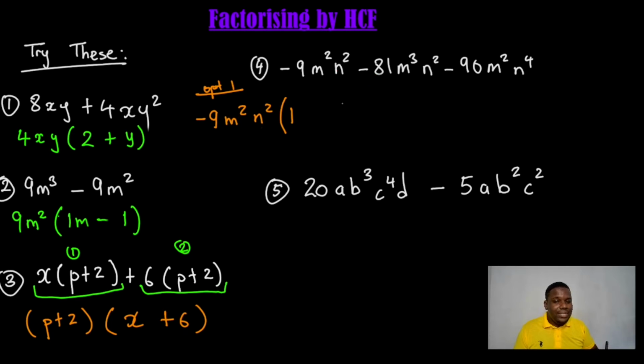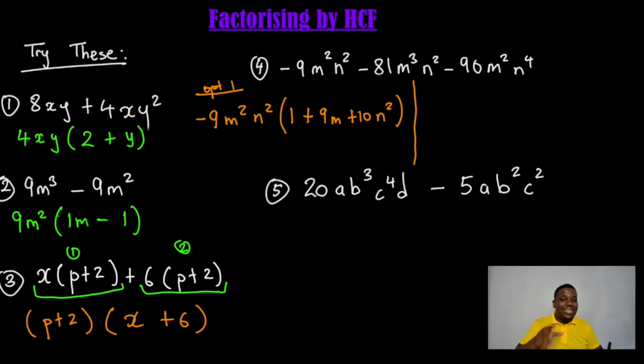Negative 9 into negative 81 gives us a positive 9. M squared into M cubed gives us M. N squared into N squared gives us 1. So we're left with plus 9M. Now our final term, negative 9 into negative 90, gives us a positive 10. M squared into M squared gives us a 1. And N squared into N to the 4th power gives us N squared. Just like that. So that's our answer right there.